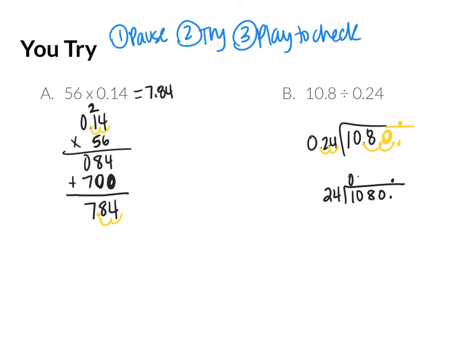It's also not going to go into 10, but it does go into 108, and it goes 4 times. 4 times 24 is 96. I subtract and bring down the 0. And 24 is going to go into 120 5 times, gives me exactly 120, and I get 0. My decimal is after the 45, meaning my final answer is 45 as a whole number.